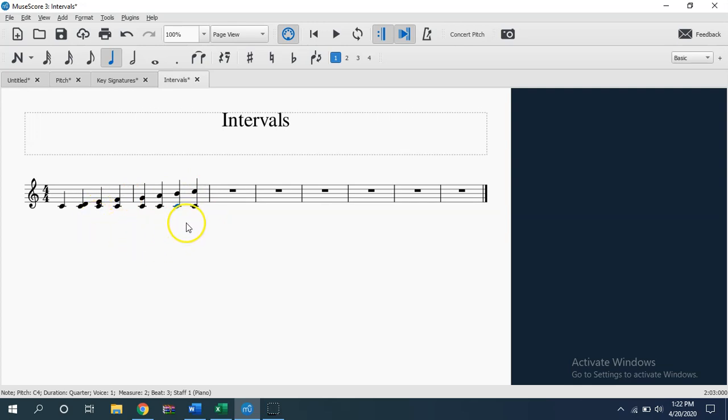Okay, so this is the quick and dirty information you need to know about intervals. Remember that intervals are always stacked on top of each other. For example, this, that's not a second, okay? Because they follow each other. That's just neighboring tones, okay? An interval only exists when the notes are on top of each other. Okay, so this, that's an interval because you hear both at the same time.